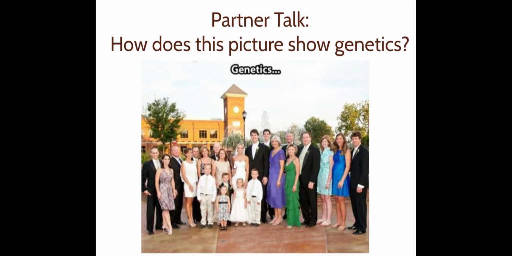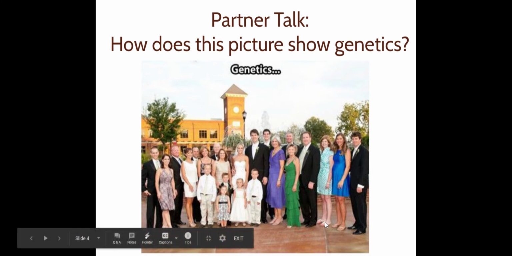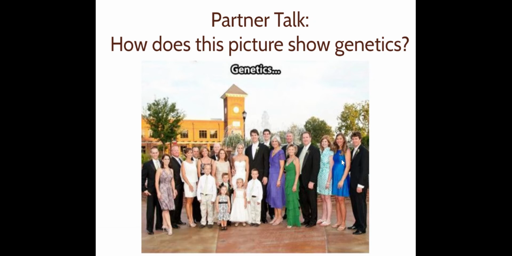Hopefully you're noticing that the bride's side of the family is much shorter than the groom's side of the family. I'd like to point out these ladies here are wearing flat shoes, while these two ladies here are both wearing heels. And they're still, even with heels on, much shorter than the groom's side of the family. So you can tell that one side of the family, the groom's family, is passing that tall trait along, and the bride's side of the family is passing that shorter trait along.